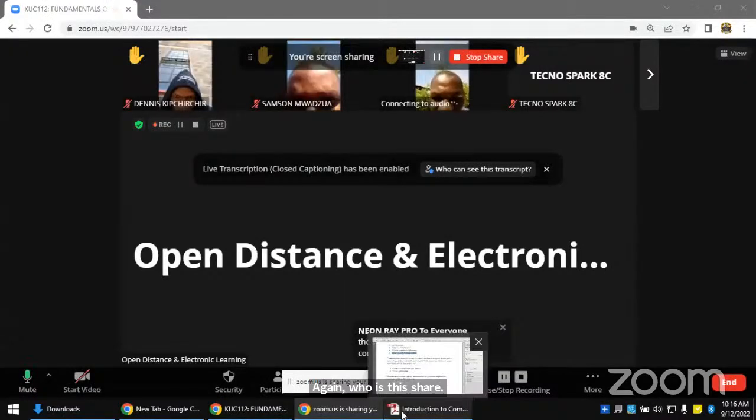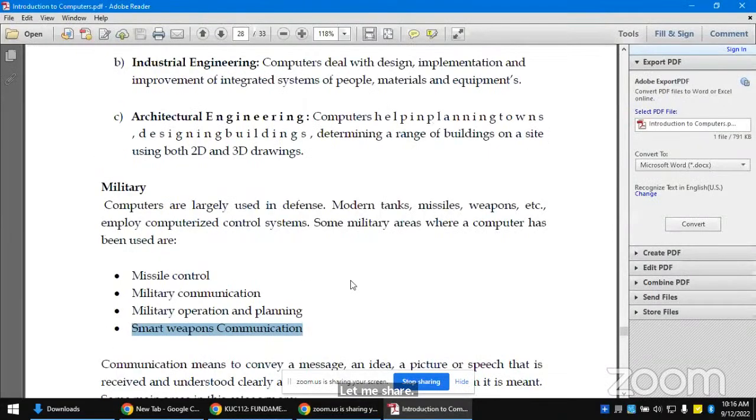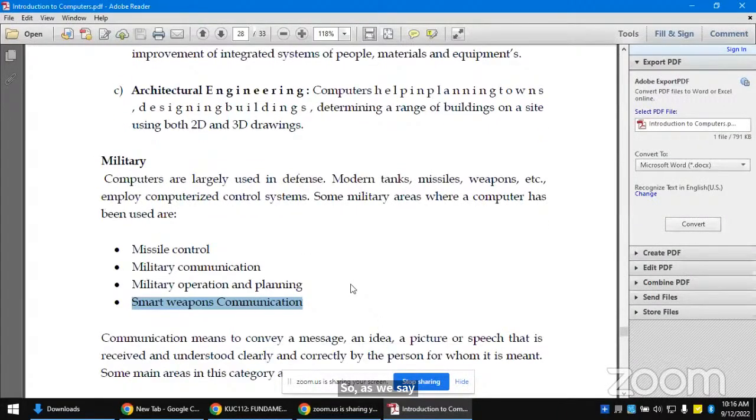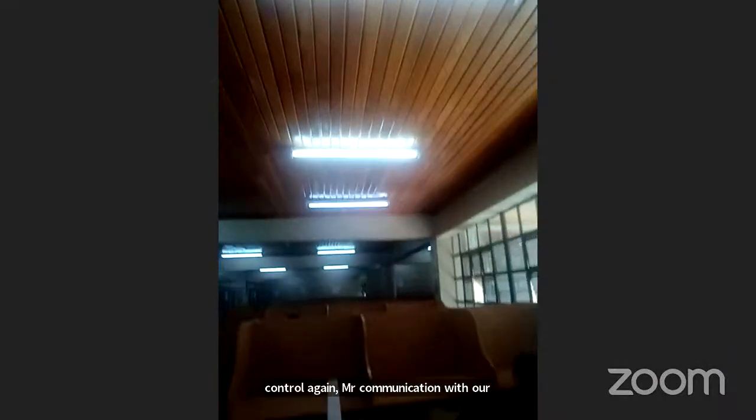Let me share. So as we said in the military, they are used for missile control, military communication, military operation and planning, and smart weapon communication. Communication means to convey a message, an idea.